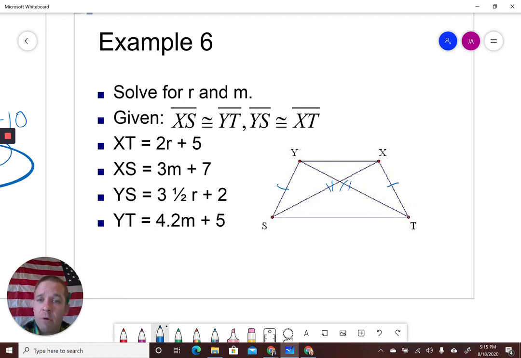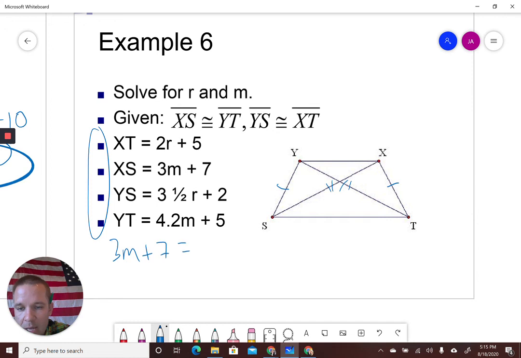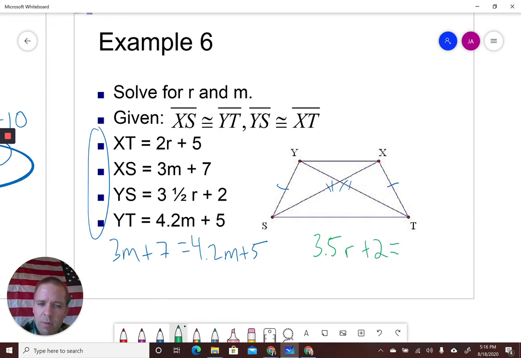So what does that mean? If they're congruent, then they are equal in measure. And I have all their measures with the last 4 bullet points here. So if XS and YT are congruent, I can take XS, which is 3M plus 7, and set it equal to YT, which is 4.2M plus 5. Then I can set up an equation for the other one, YS, which is 3.5R, because decimals are a lot easier to work with, and XT, which is 2R plus 5.